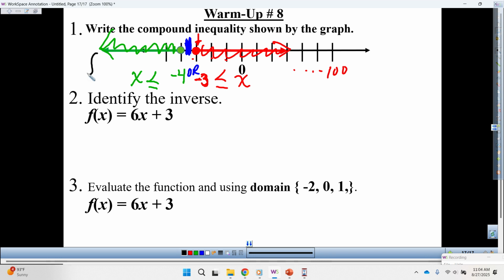Anyways, close it with a bracket, x such that, and close your bracket. There you go.